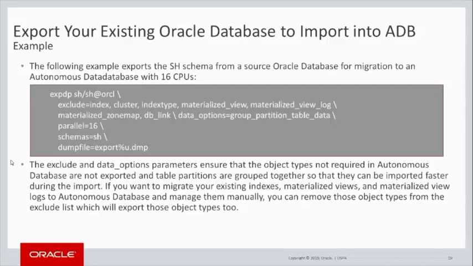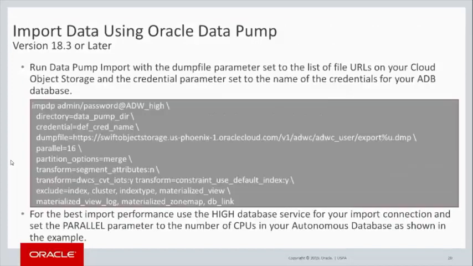In this example, the exclude and data_options parameters ensure that the object types not required in the Autonomous Database are not exported, and table partitions are grouped together so that they can be imported faster during the import of your schemas and data. If you want to migrate your existing indexes, materialized views, and materialized view logs to Autonomous Database and manage them manually, you can remove these objects from the exclude list, which will export those object types too. This is exporting the SH schema and is creating 16 parallel threads.